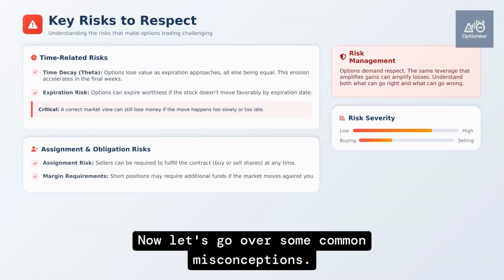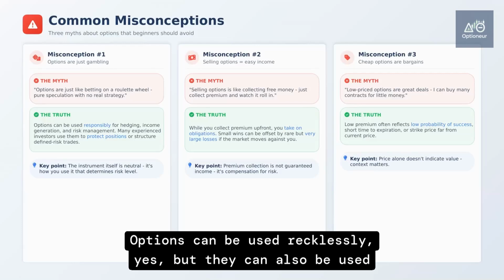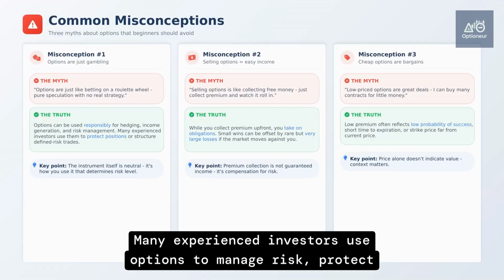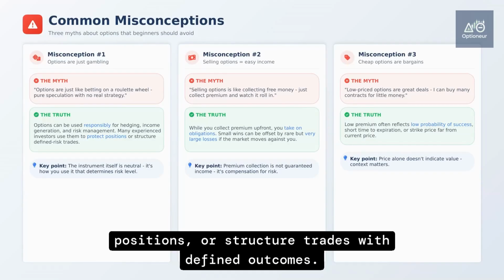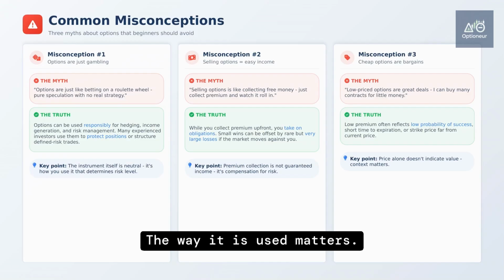Now, let's go over some common misconceptions. The first misconception is that options are just gambling. That is not accurate. Options can be used recklessly, yes, but they can also be used responsibly. Many experienced investors use options to manage risk, protect positions, or structure trades with defined outcomes. The instrument itself is not automatically reckless. The way it is used matters.